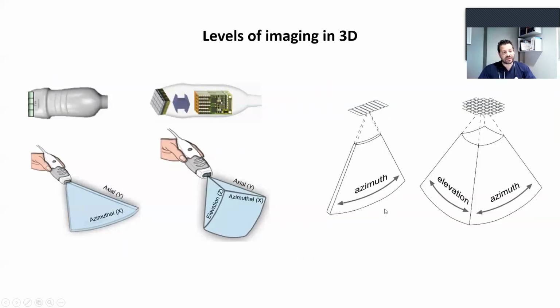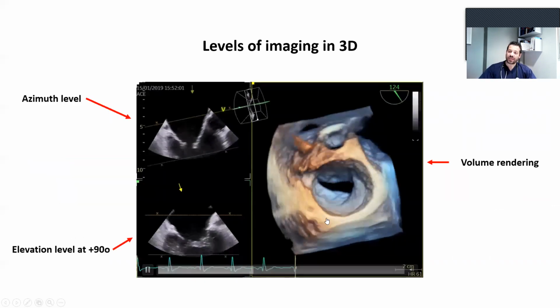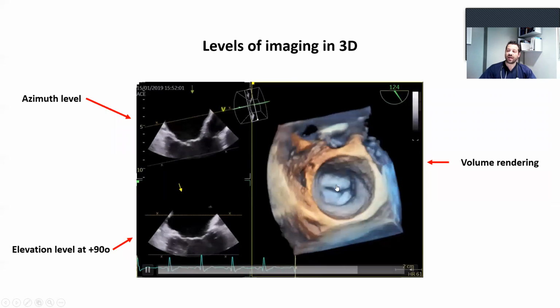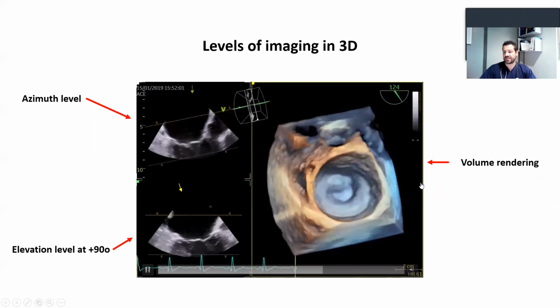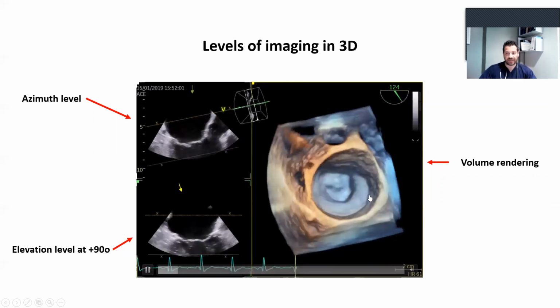We have to know about the levels of 3D imaging. We have to know that we have the axial level, the azimuthal, and the elevation. And when we have a 3D image, we can call this volume rendering image, like in this view where you can see the volume rendering of this mitral valve.